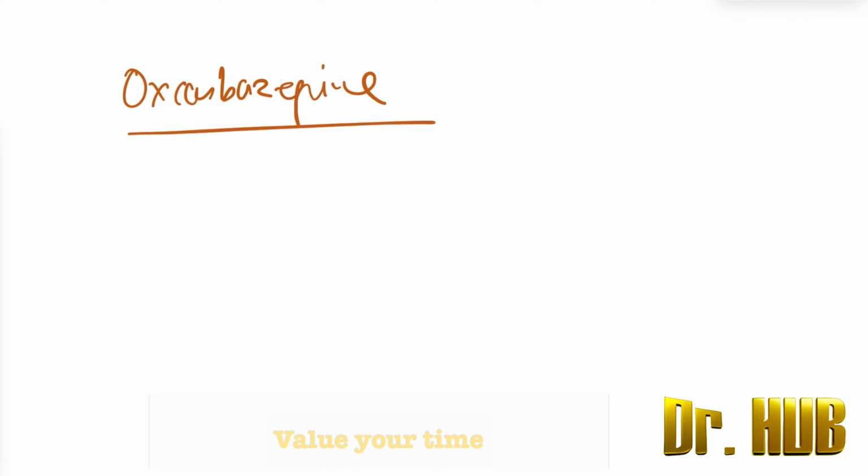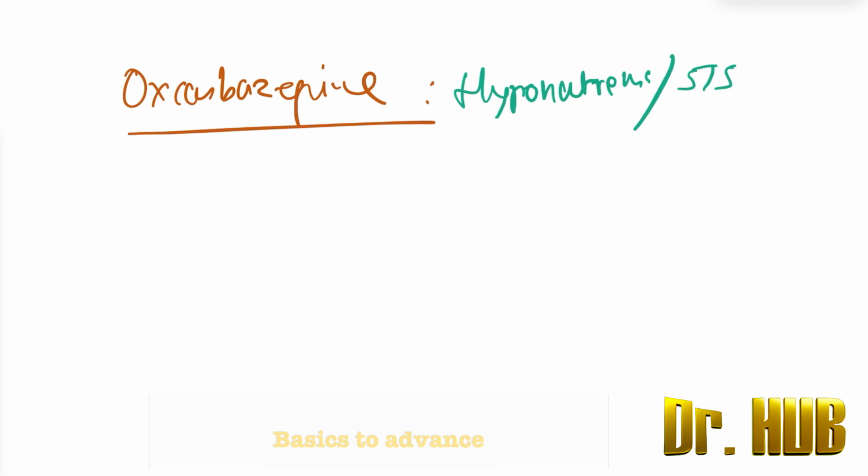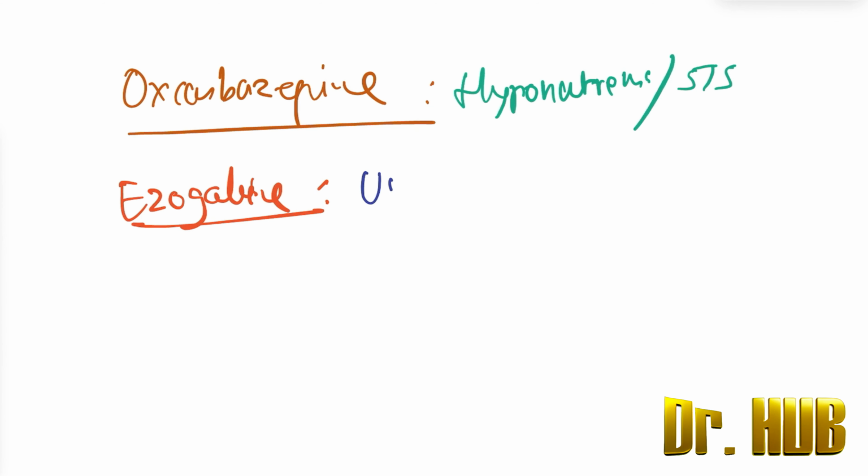Next, we are going to look at the oxcarbazepine. So what happens in this oxcarbazepine? So here the adverse effect is hyponatremia, as well as SJS. SJS stands for the Stevens-Johnson syndrome. Next we are looking at the ezogabine. So in case of ezogabine, the adverse effect is urinary retention.